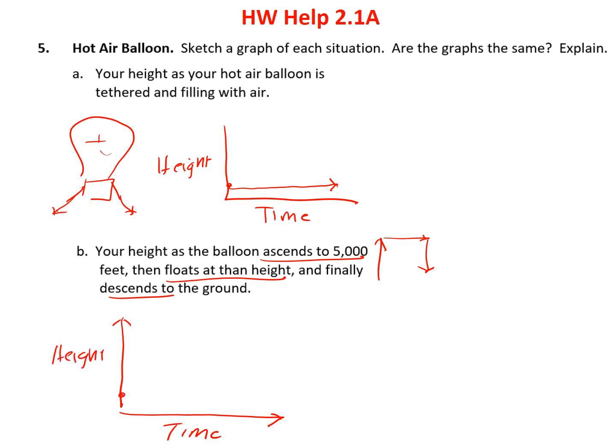I start here where I'm tethered, and I ascend. I don't just go immediately there. It takes me some time to go up to 5,000 feet. At that point, I'm going to stay at that height for a while. So we float for a while at that height until we figure it's time to come back, and then it says we descend. Again, we just don't drop down, but we gradually descend all the way to the ground, and that would be our graph. Obviously, these graphs are not the same. This one is constant because we're just tethered. This one, it shows the balloon rising over time, leveling off over time, and then descending.